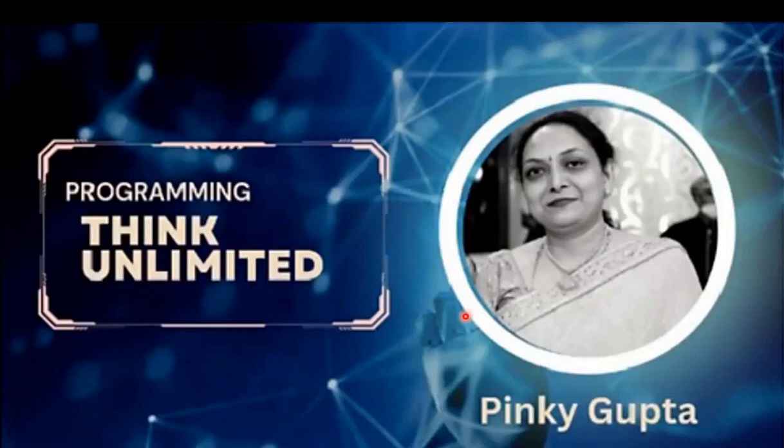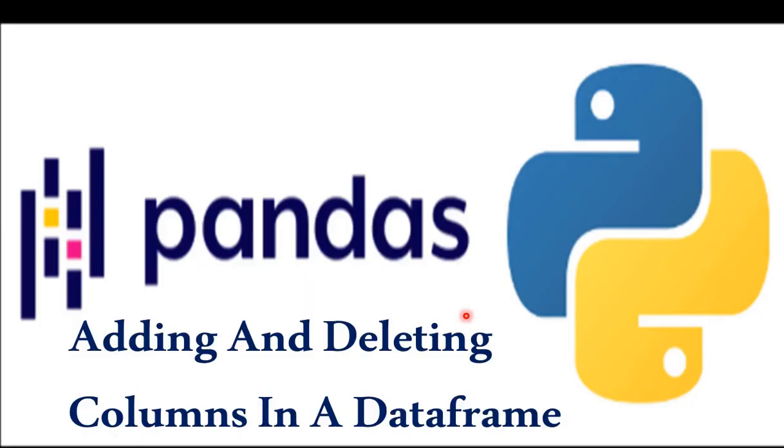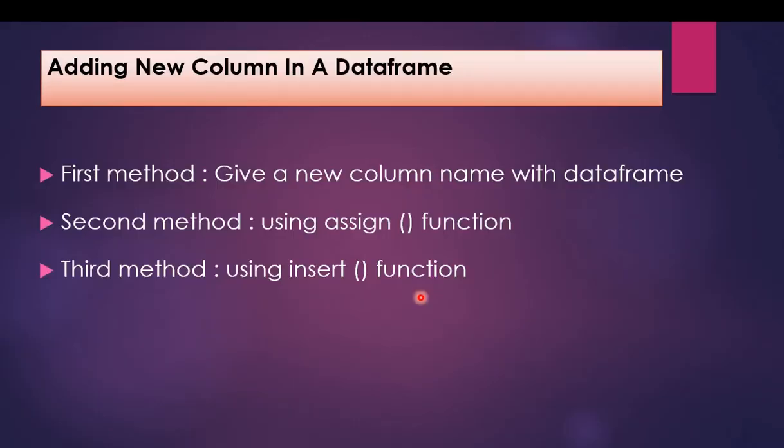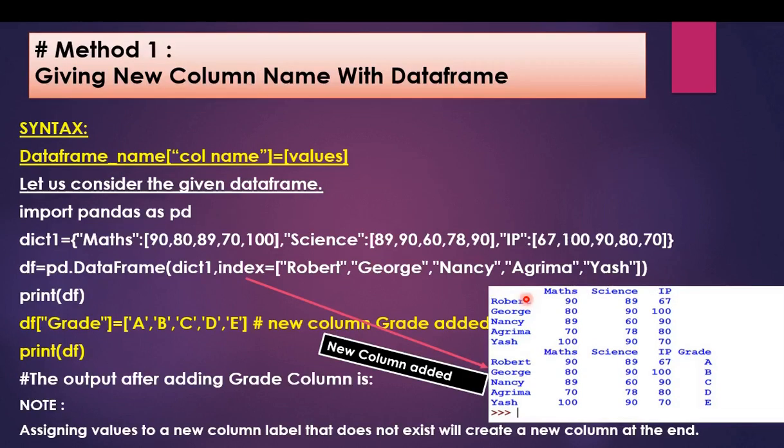In this video, you will learn about how to add and delete columns in a data frame. There are three methods for adding a new column in a data frame. In the first method, you give a new column name with a data frame. In the second method, use the assign function, and in the third method, we will use the insert function. So let's see what the first method is.